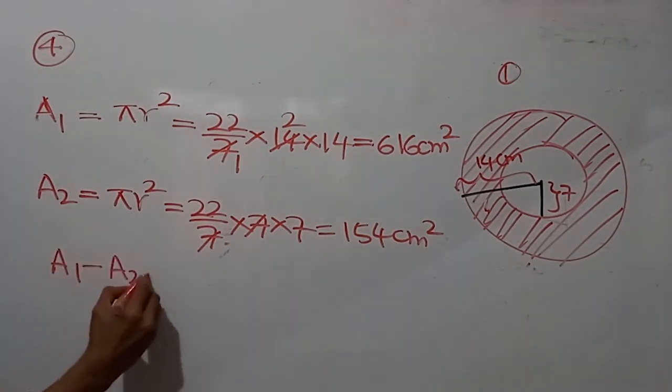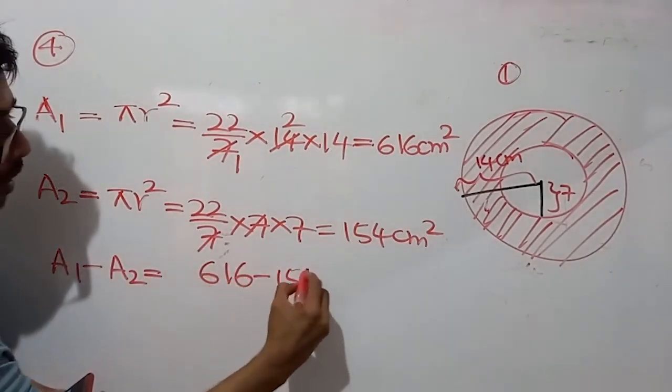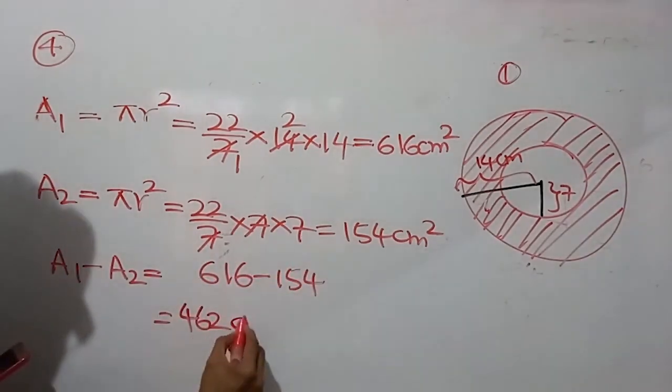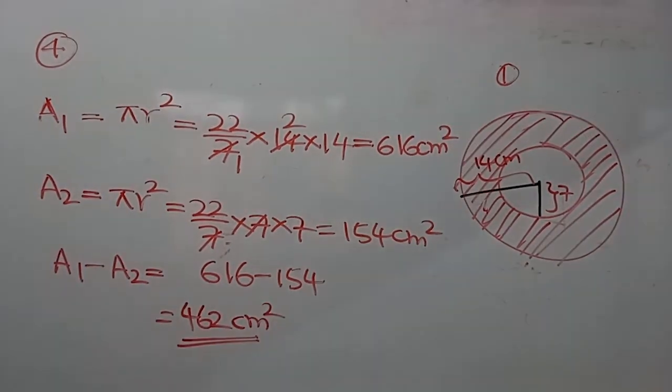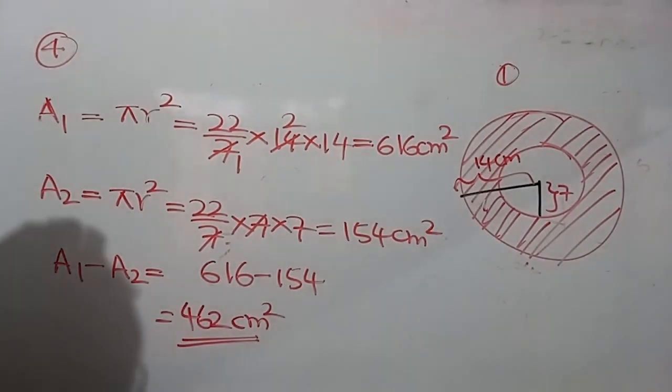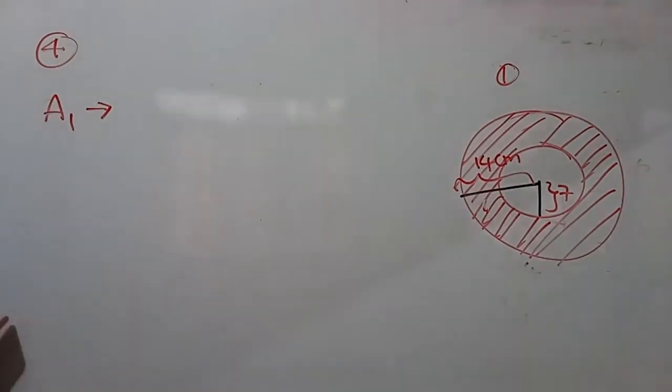A1 minus A2. That means 616 minus 154. The answer is 462 square centimeters. හරි. දැන් ඔය ගාන ඔය හදන සාමාන්‍ය ක්‍රමයනේ. අපි තව ක්‍රමයක් බලමු. So A1, so this will be the area of the larger circle.